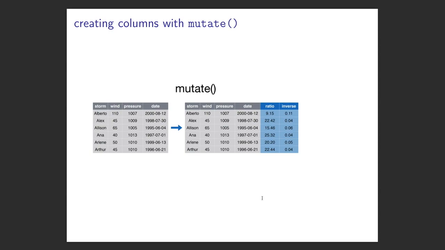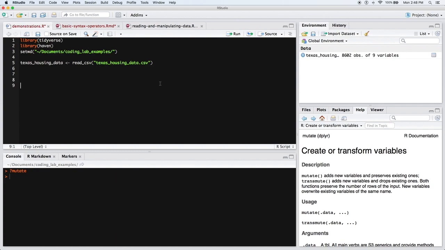Mutate is one of the most awesome dplyr verbs. It lets you take columns of data and create new columns. So I might not care about wind and pressure by themselves, but rather I'm interested in their ratio. So I can calculate the ratio of pressure over wind, and I get a new column. So let's see how mutate works.